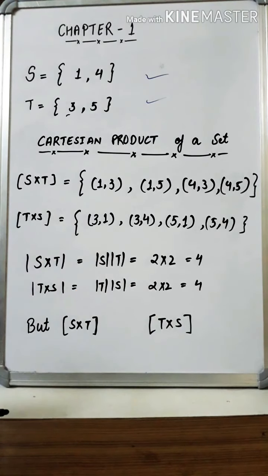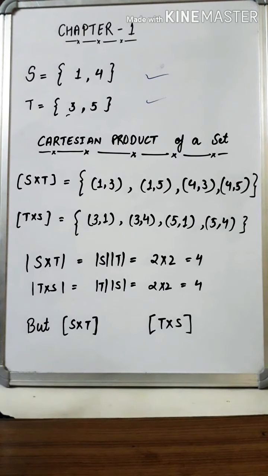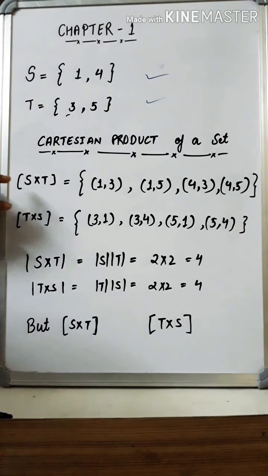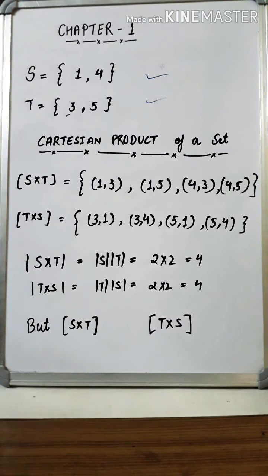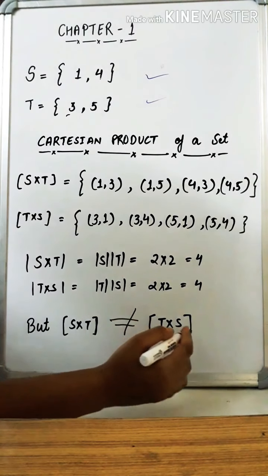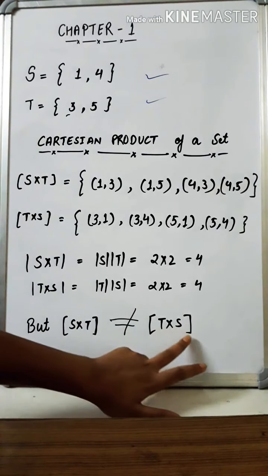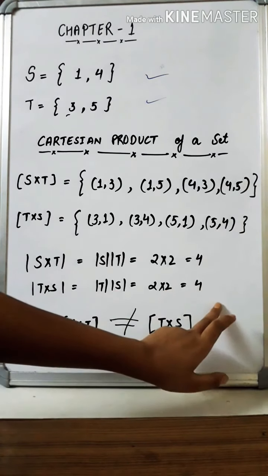So what do we get here? That the cardinality of the Cartesian product of sets remains the same, but the two different Cartesian products are not equal. So what do we get? S cross T is not equal to T cross S, whereas the cardinality of S cross T and T cross S remain the same, as 4. Alright.